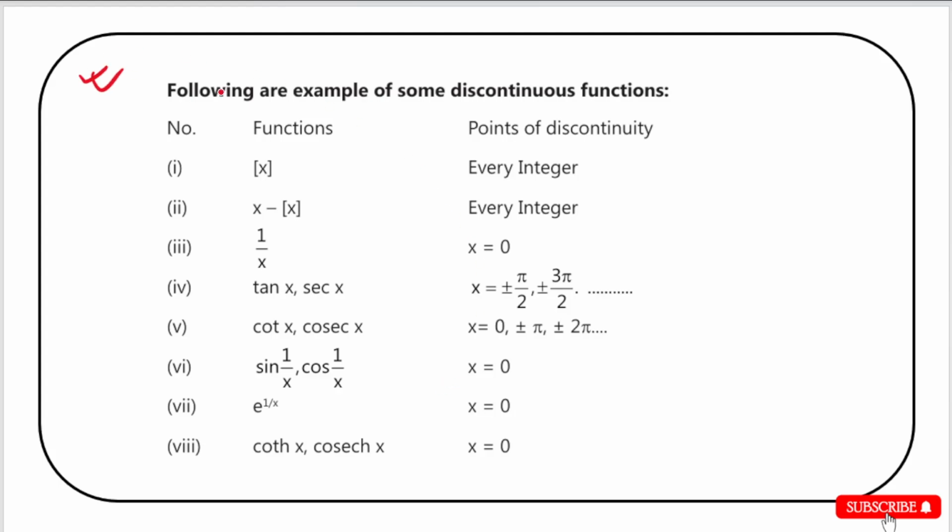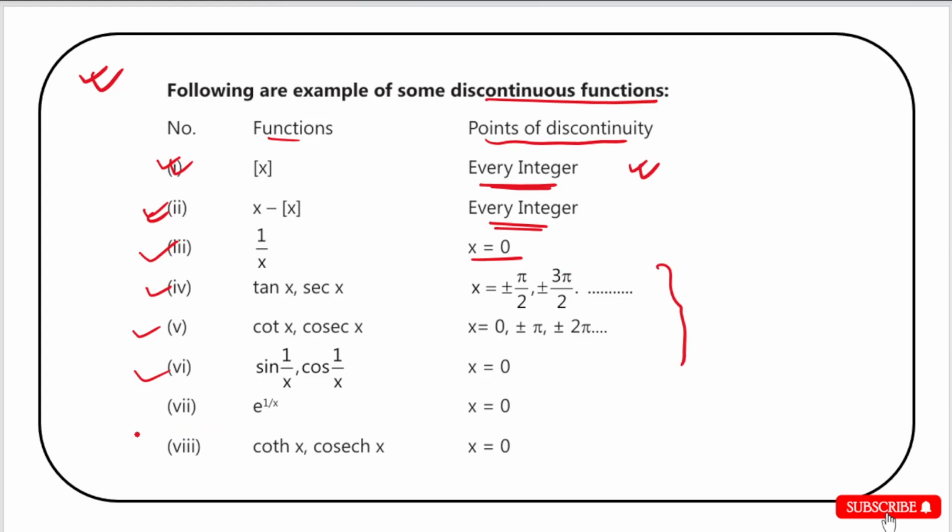And here are some examples of functions which are discontinuous. I have also mentioned the points of discontinuity. So box x, this we will see in our example, is discontinuous at every integer in its domain. It's a very important thing. We will show this in a while. Also x minus box x is discontinuous at every integer. 1 upon x is discontinuous at x equals 0. You can try to prove them by yourself. It's very simple. Also, the trigonometric functions are discontinuous at these points.